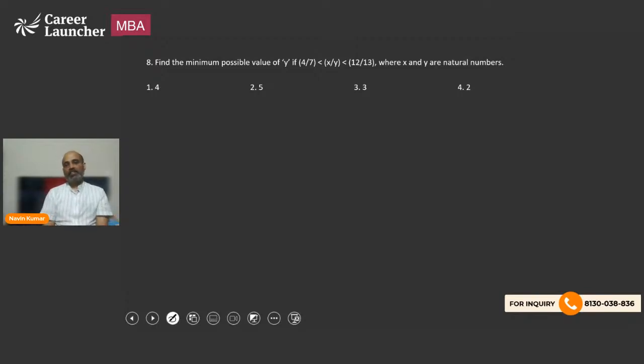Okay, next. Find the minimum possible value of y if x upon y is greater than 4 by 7 and it is less than 12 by 13, where x and y are natural numbers. So this is basically a question which completely depends on what do you know about when the denominator is 2 or 3 or 4 or 5 and so on. Completely उस पर डिपेंड करता है.